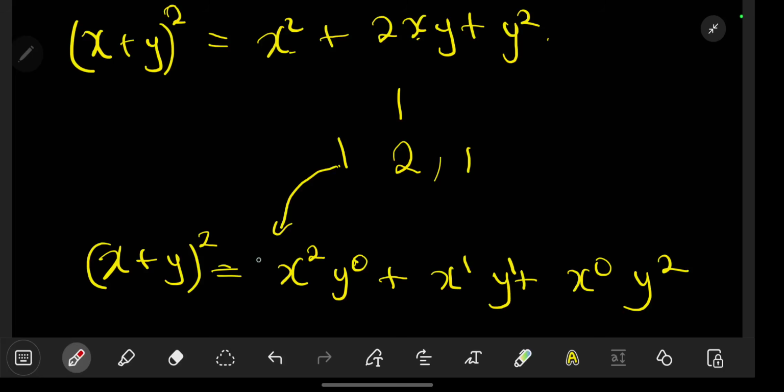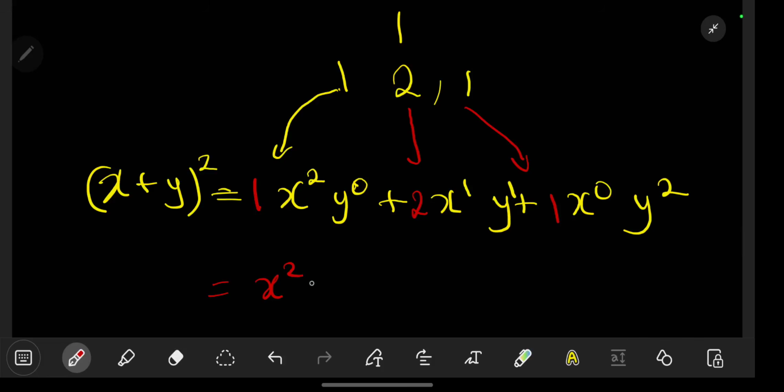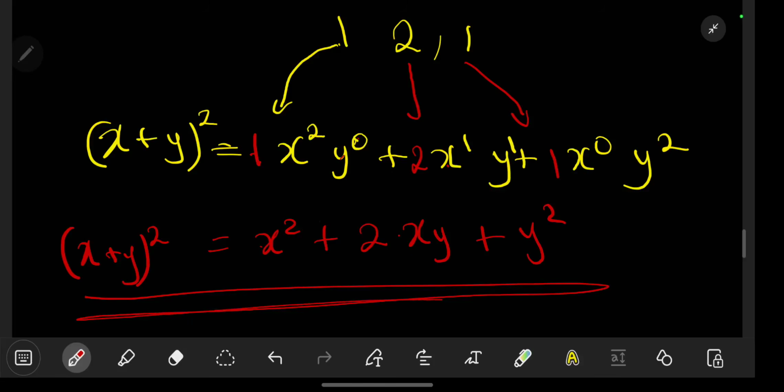We are going to have our 1. You get your 2, you put it here. We are going to have 2. We are going to have 1, like that. So this will be your x squared, because y to the power 0 is 1. If you want, you can put 1, but 1 won't change anything. 1 times this won't change anything. So you will just write your x squared like that. Then you have plus 2 there. Then x to the power 1 is x, y to the power 1 is y. Then plus y squared, like that. So we have x plus y squared, like that. So this is our value.